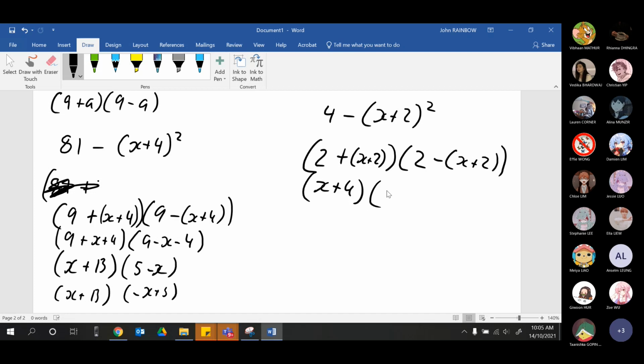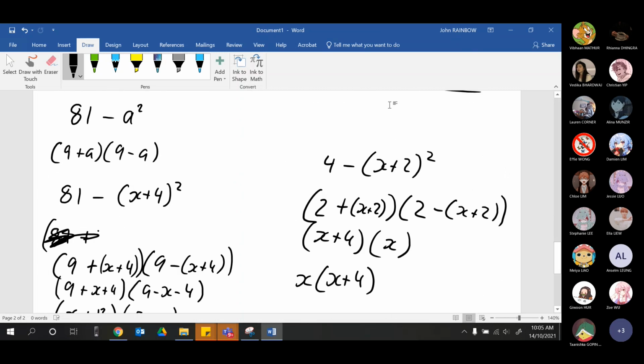That's going to be x, because 2 minus 2 would be 0. So therefore I can actually write that as x plus 4. And that is it. So that's pretty much everything from there.